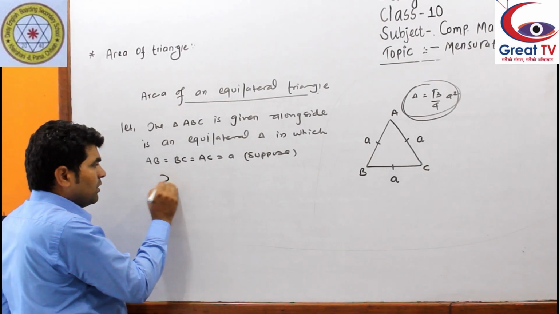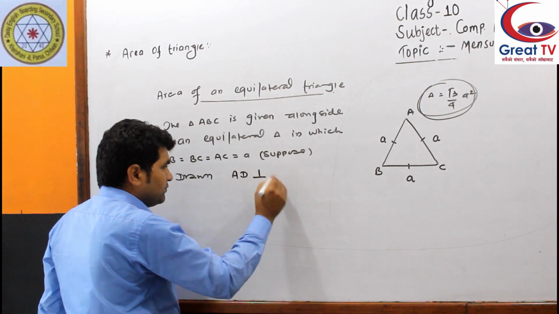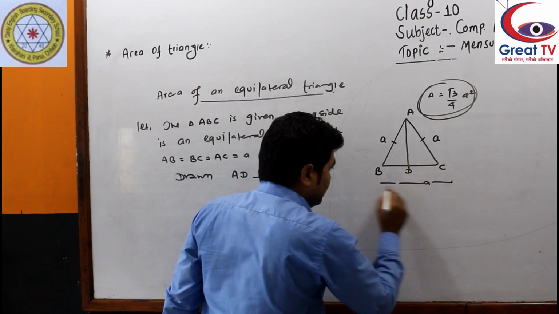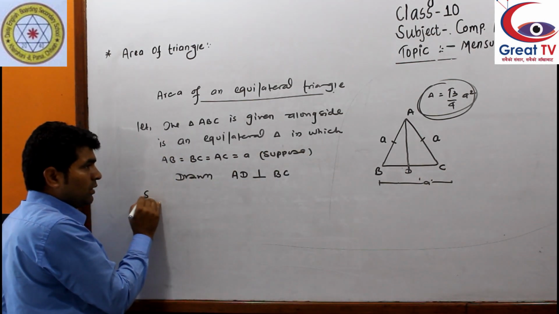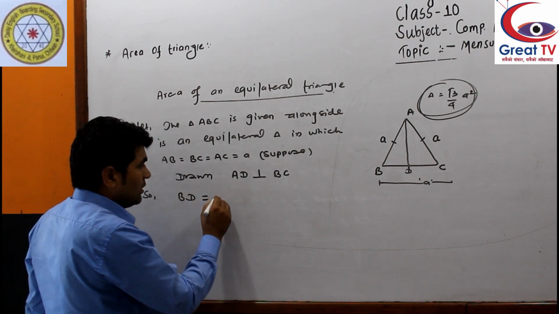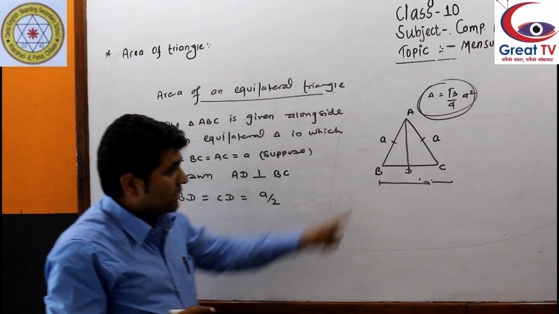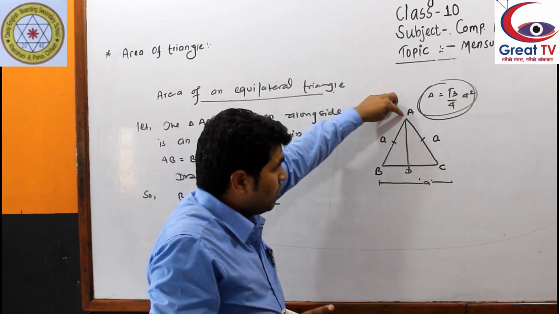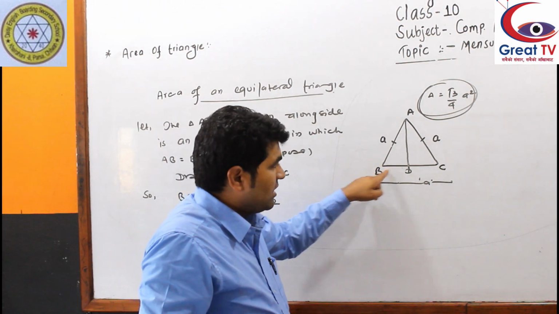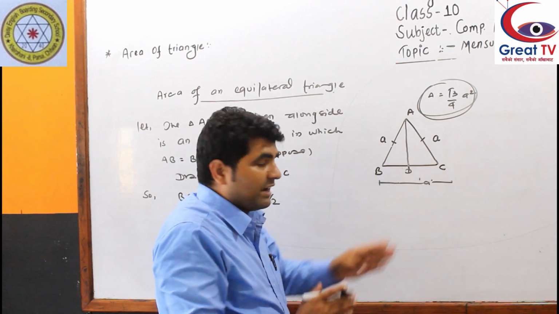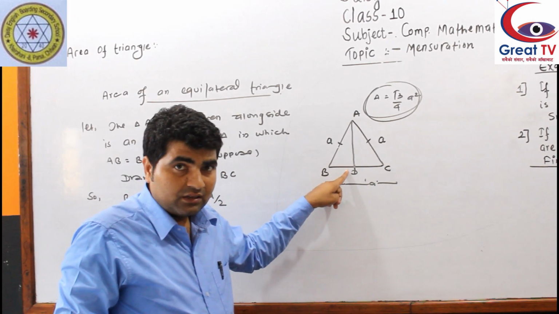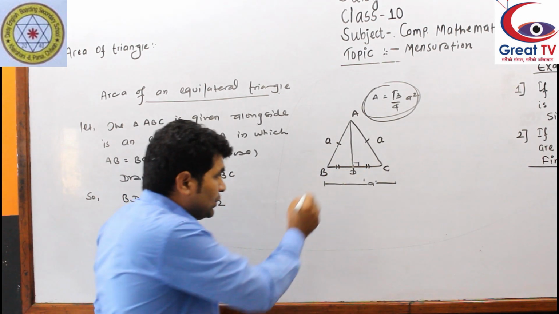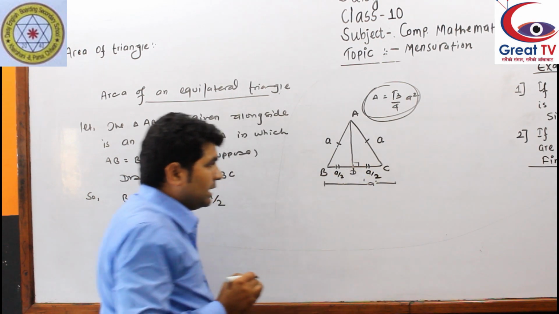Okay, here we draw AD perpendicular to BC, with D on BC. The length of BC is a. So BD equals CD equals a divided by 2. This is a theorem: in an isosceles triangle or an equilateral triangle, when one height is drawn from the vertex to the opposite side, it bisects the base. That means BC is divided into two equal halves by point D, because D is the midpoint. This perpendicular is drawn from point A to line segment BC. Therefore, BD equals CD. So the length of BD is a by 2, and similarly CD is a by 2.